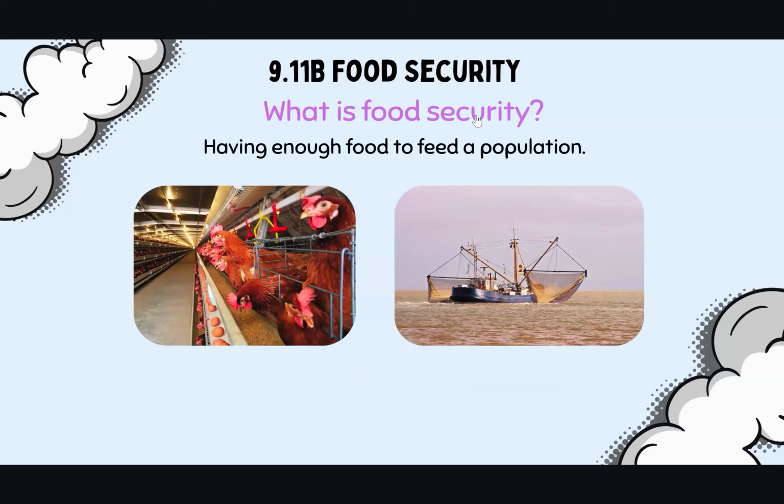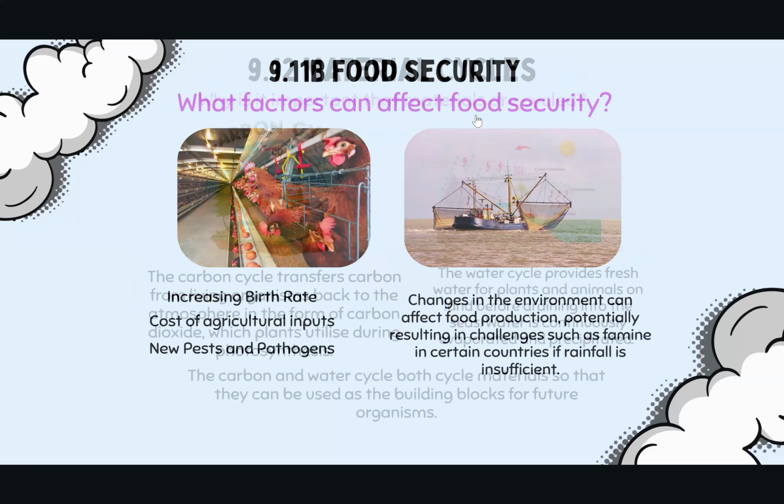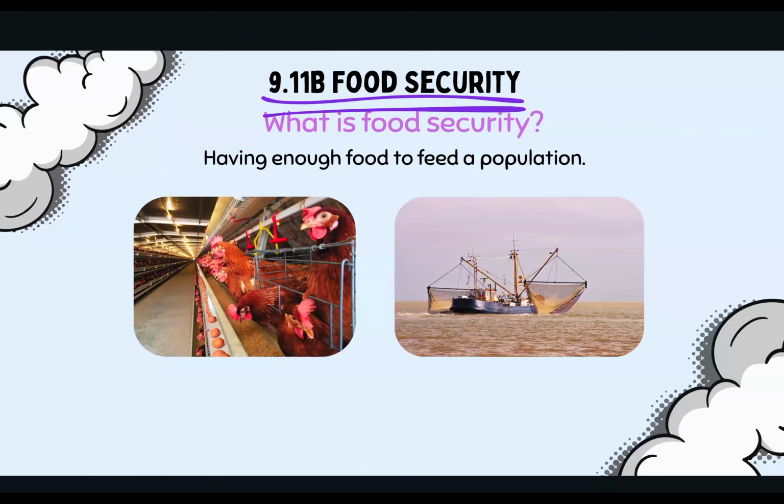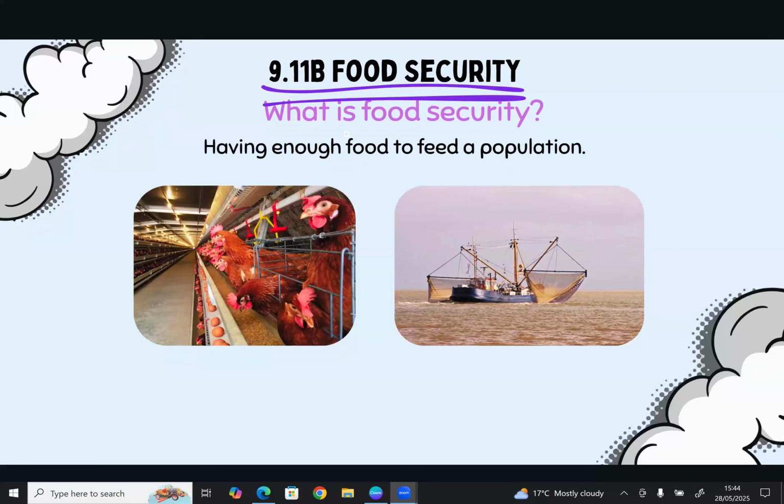Okay, 9.11b is food security. Then 9.12 will go back to a topic for everyone. So when we talk about food security, this is triple only, 9.11b. It says this 9.11 is by itself, 9.12 will be combined again. So when we say food security, do we have enough food to feed the population?